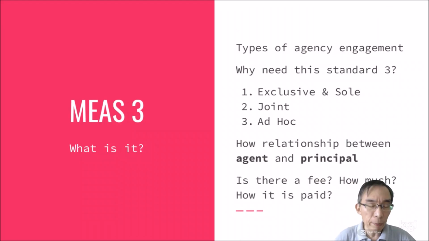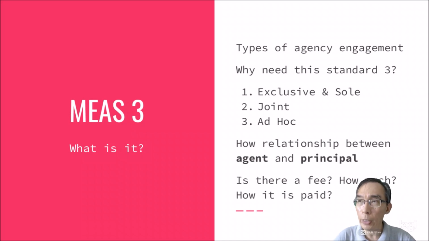MEAS 3 on the types of engagement. What is it? It basically groups into three. Very specifically, the first one is exclusive and sole. So exclusive and sole here would be linked to a different way of writing out the MEAS 5, under engagement terms, and also affecting standard 7, which is co-agency. So because there's exclusive and sole, therefore there is co-agency.